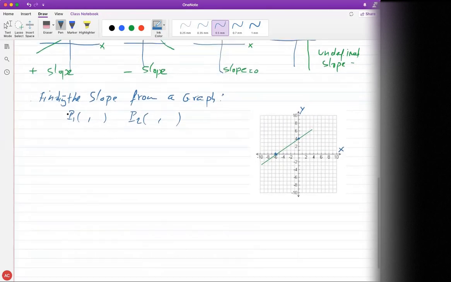What are the coordinates of this point? Let's call this one point 1. We're going to call this point 2. What are the coordinates, the x and y of this point here? Negative 6 for x. That's right. So the x is on this axis. So for this point here, looks like the x is negative 6. What about the y? 0.